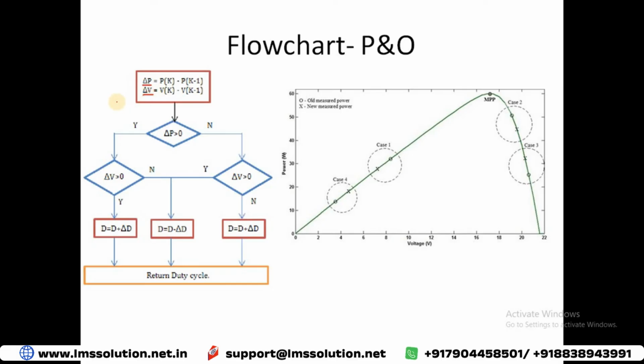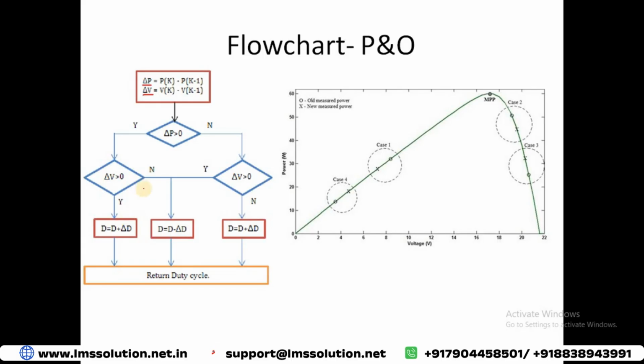Based upon power difference, we have to do some checking: whether power difference is greater than 0 or not. Based upon that condition, you have to do another check, whether voltage difference is greater than or equal to 0 or not. Based upon these conditions, we have to adjust the duty cycle, because you have to use a converter in between the solar PV panel and the load. Now to extract the maximum power, you need to adjust the duty cycle based upon the different conditions of the power difference and the voltage difference.